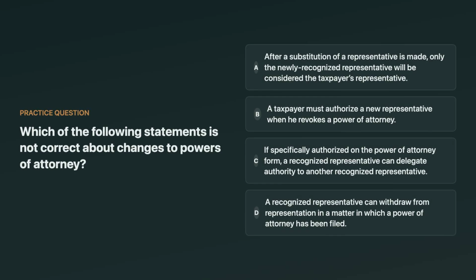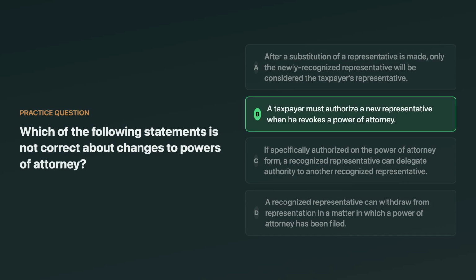Which statement is not correct about changes to powers of attorney? Choices include: after substitution, only the new representative is recognized. A taxpayer must authorize a new representative when revoking a POA. A representative can delegate authority to another recognized representative if specifically authorized. Or a representative can withdraw from a matter where a POA was filed. Which one is wrong? Think about it.